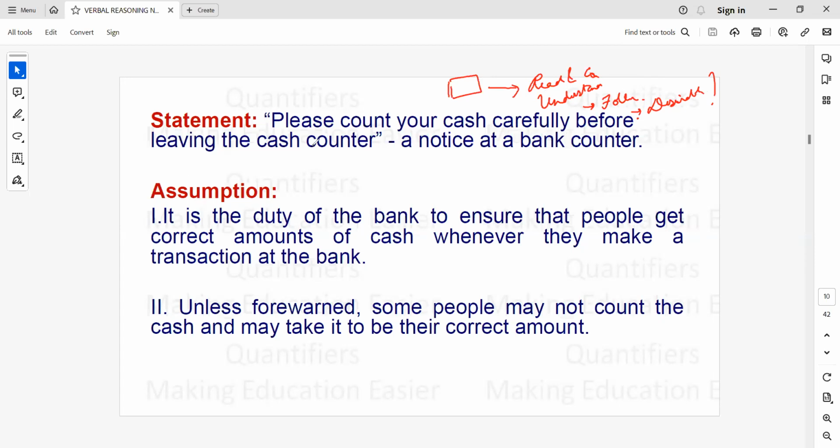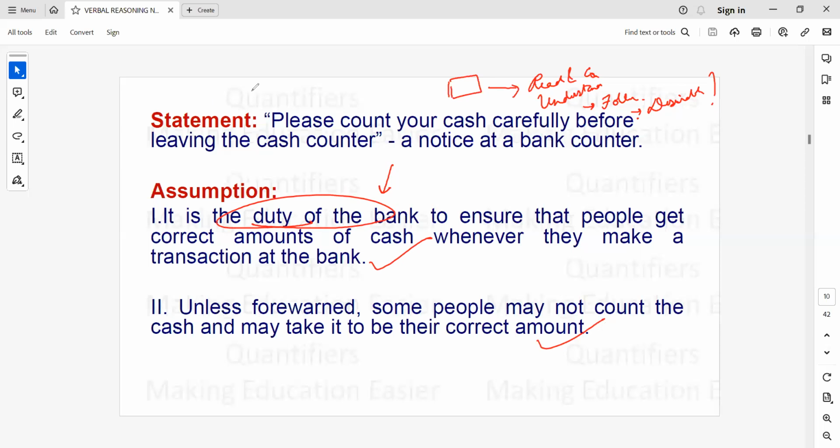Please count your cash carefully before leaving the cash counter, a notice at the bank counter. So one of the assumptions is that it is the duty of the bank. It is the duty of the issuing authority to issue a notice, and that duty is a valid assumption, right? It is the duty of the bank to ensure that the people get the correct amount. That is the reason they are putting this particular notice board. Unless forewarned, some people may not count the cash and may take it to be their correct amount. This is also a valid assumption.